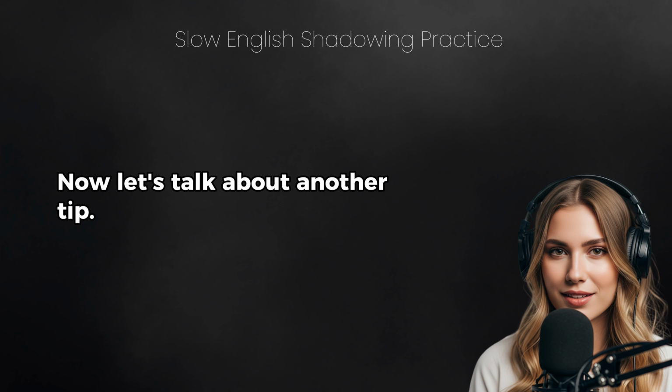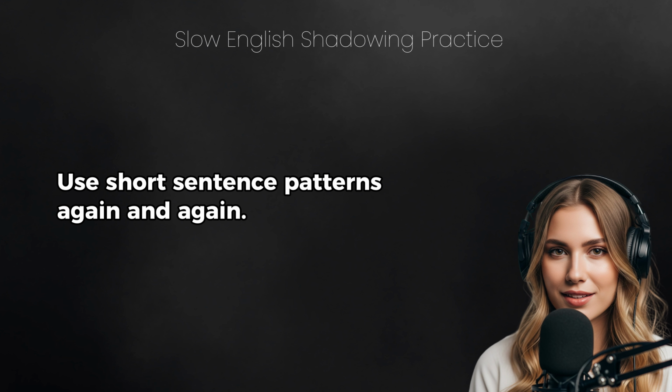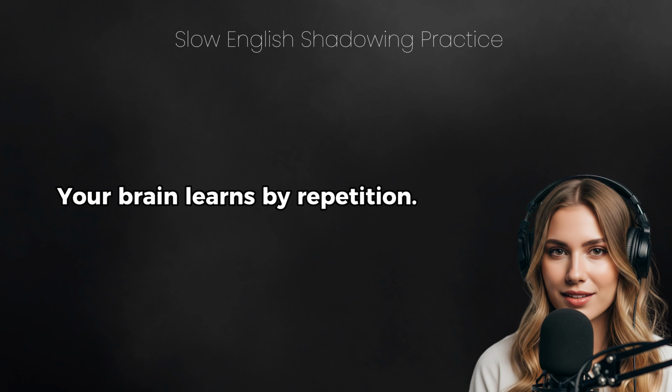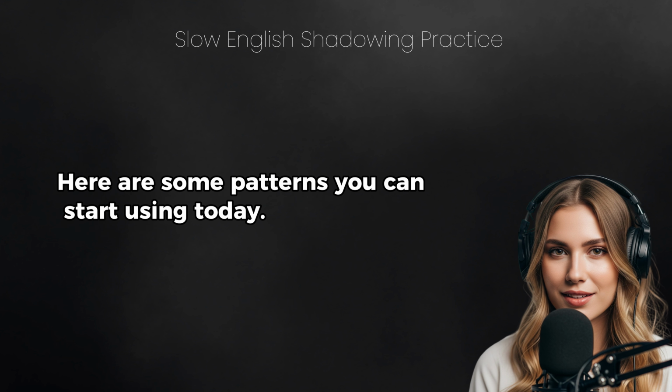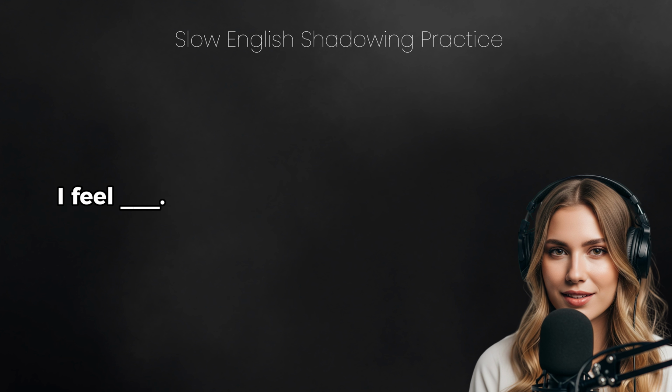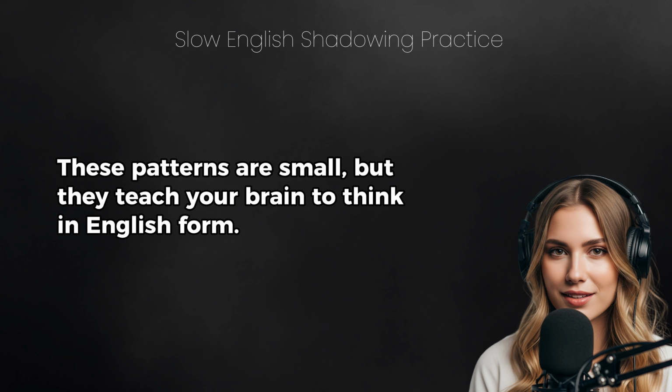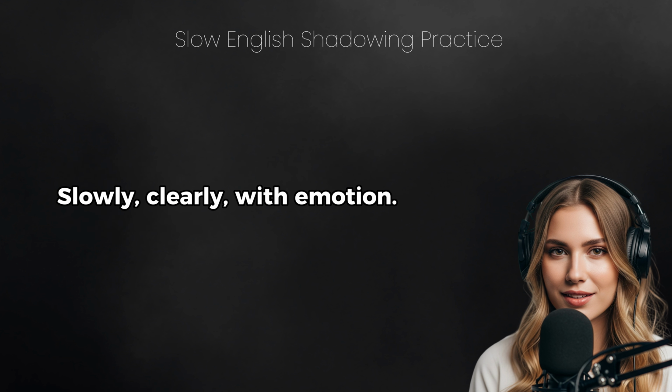Very good. Now let's talk about another tip. Use short sentence patterns again and again. Your brain learns by repetition, so the more you use a sentence, the more natural it becomes. Here are some patterns you can start using today. I feel, for example, I feel happy. I feel tired. I feel okay. I feel nervous. Or, I want, I want coffee. I want to sleep. I want to learn more. You can also try I see. I see the sky. I see my book. I see a cat.